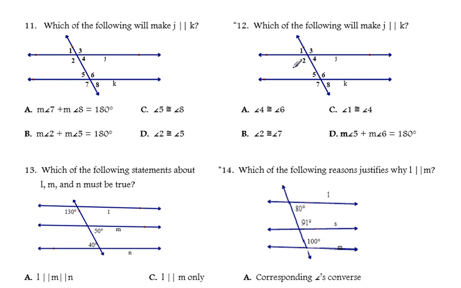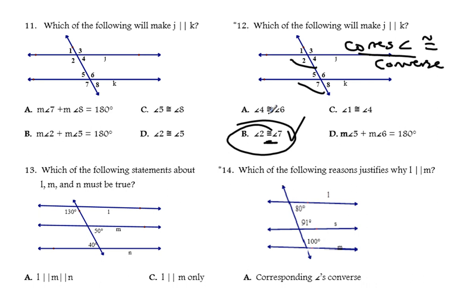Letter B says angle 2 is congruent to angle 7. Well, those are corresponding. They're in the same location on different lines, bottom left, and they are congruent. Well, the corresponding angle converse says that if corresponding angles are congruent, then the lines that form them, J and K, would be parallel. So B would be our correct answer.